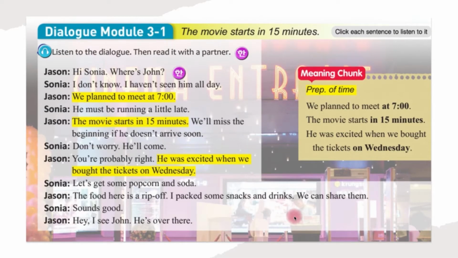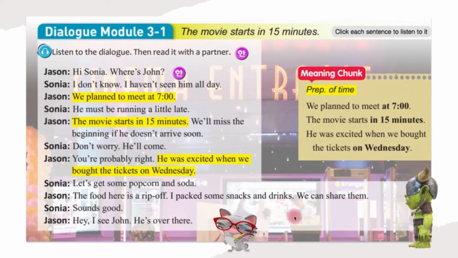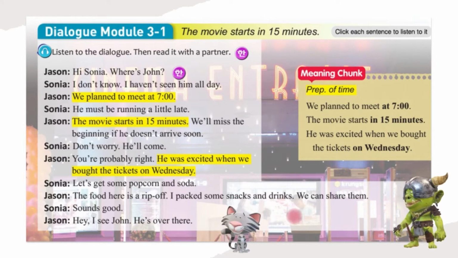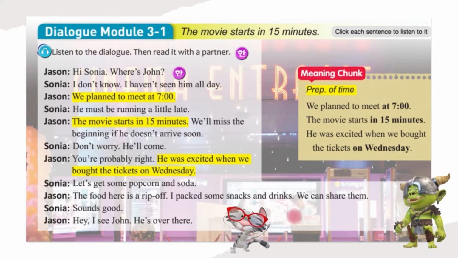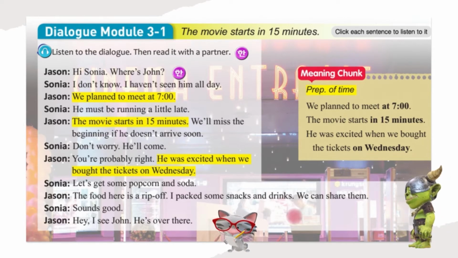First, we're going to go through the dialogue. I am going to read Jason, and Young-hee is going to read Sonia. First, listen, and then we will practice and ask questions about the dialogue. Are you ready, Young-hee? Yes.